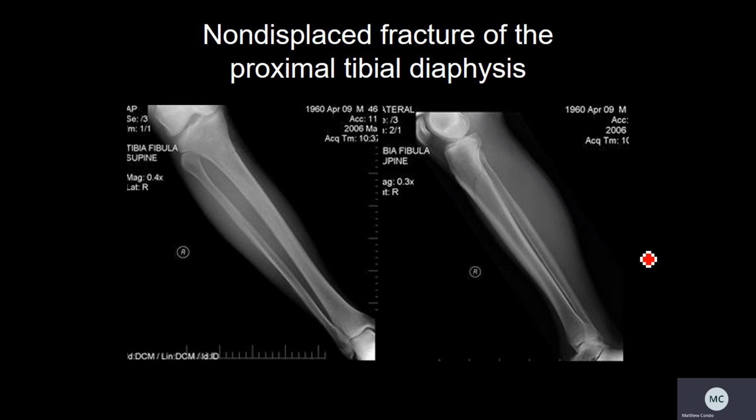This is a really good picture of a non-displaced fracture of the proximal tibial diaphysis. As we can see here, it's a great example of why one view is no view. When I look at that AP view, I can kind of see a fracture if I look close. Take a look at the lateral view, and that fracture shows up very clearly.